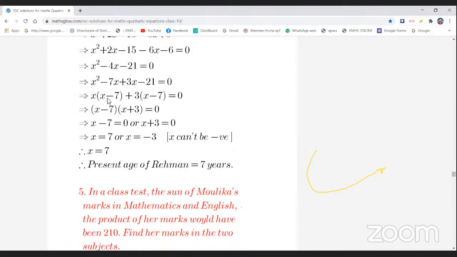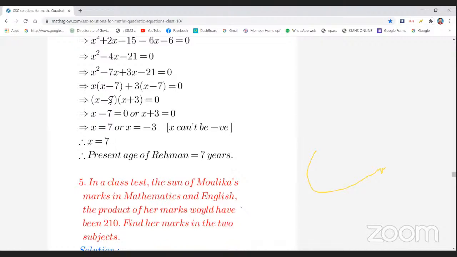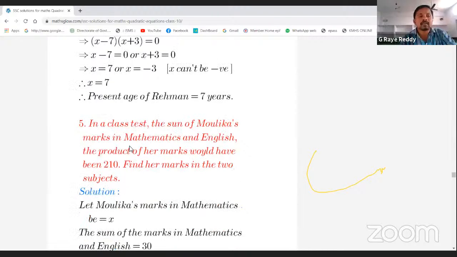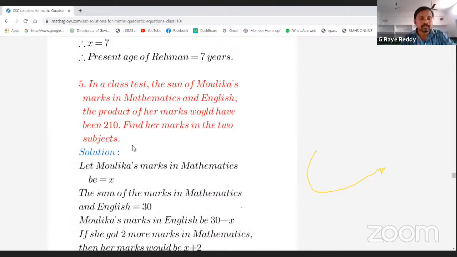So x minus 7 is the first factor, x plus 3 is the second factor. If x minus 7 equal to 0, then we get x equal to 7. If x plus 3 equal to 0, then x equal to minus 3. Age will never be negative, no? So we can consider x equal to 7. So that is Rahman's age, 7 years. Present age is 7 years. Okay, students, like this we can do all these problems.